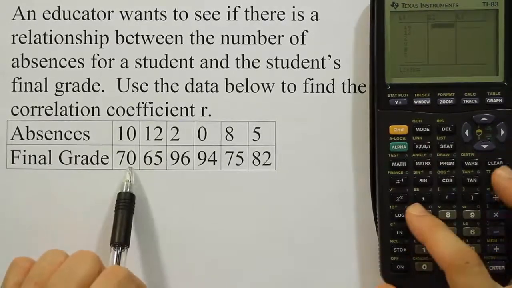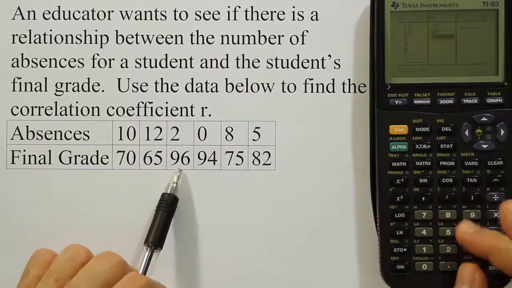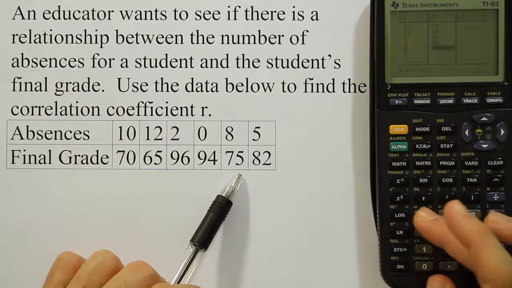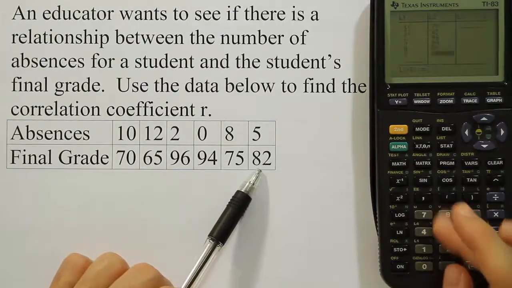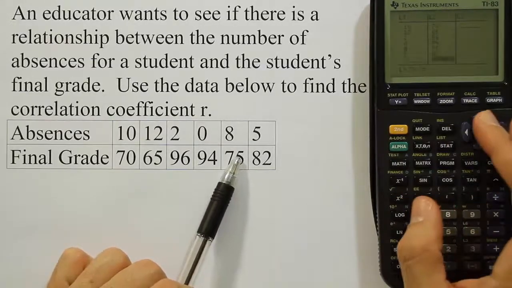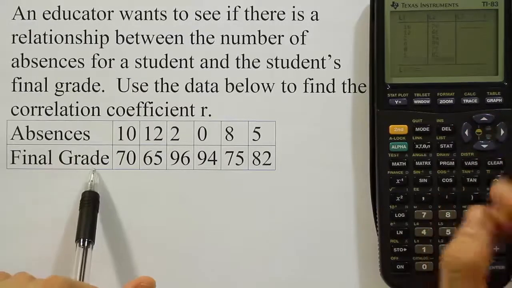So it'll be 70, 65, 96, 94, 75, and 82. Okay, so I have all the absences and all the final grades entered into two different lists, absences in L1 and final grades in L2.